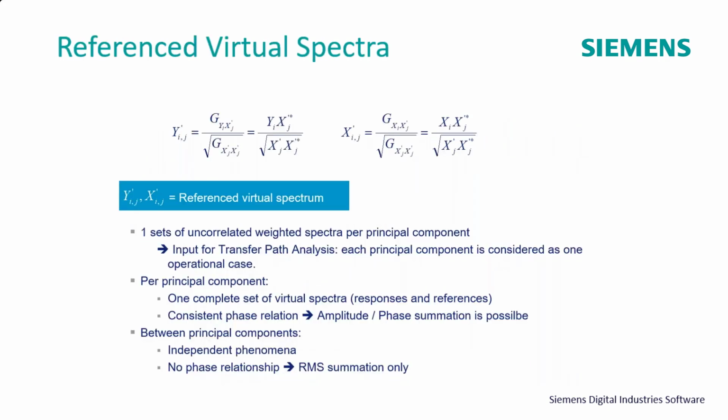Okay, so these are the reference virtual spectra. You get one set of uncorrelated weighted spectra per principal component. Input's going to be into transfer path analysis. Each principal component is considered as one operational case. And then we're going to sum up those operational cases in an RMS manner. There's a consistent phase relationship within each principal component, but not between principal components. That's why we sum them up in an RMS manner.